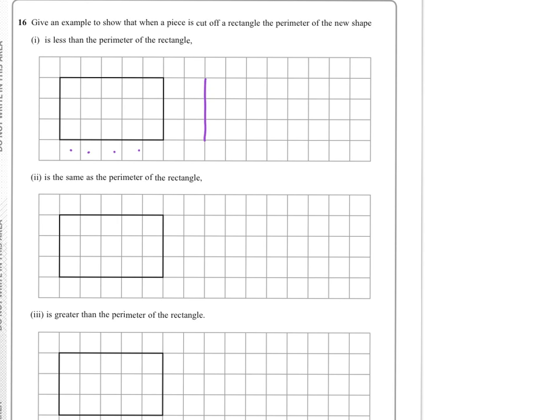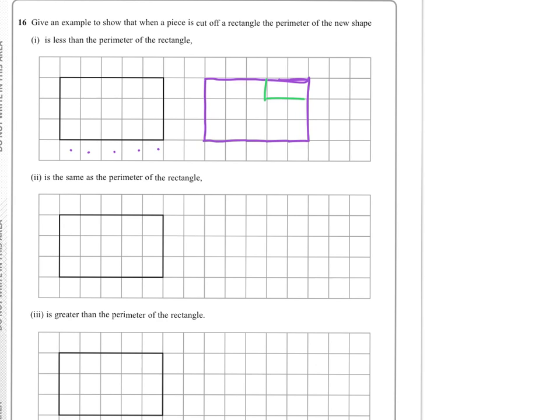So 1, 2, 3, 4, 5. And then 3 up here. And then we can complete that one. So I'm going to try cutting off this much. Now, what has that done to the perimeter?